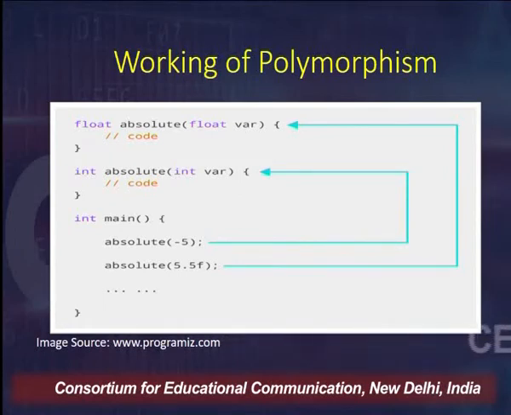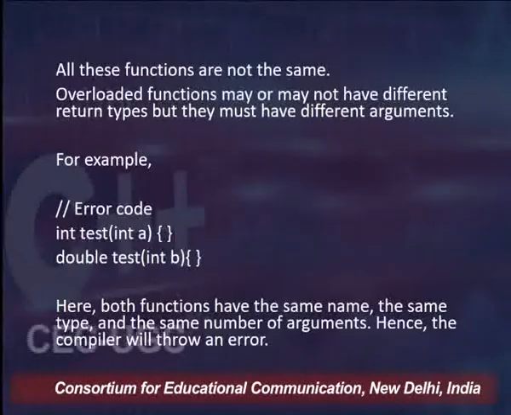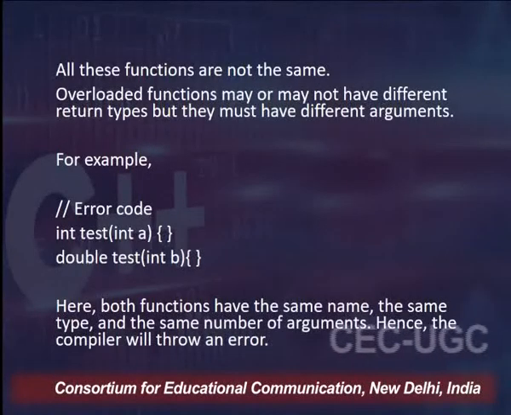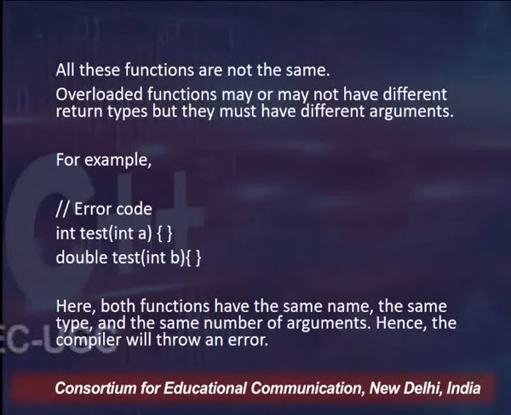That's what we can say, a kind of matching is happening there, and how this matching is happening, or what is the sequence of this matching, we will also take up in a short while. So these functions are not the same: absolute for integer and absolute for variable were different. Overloaded functions may or may not have different return types. I told you I would be coming to the return types.